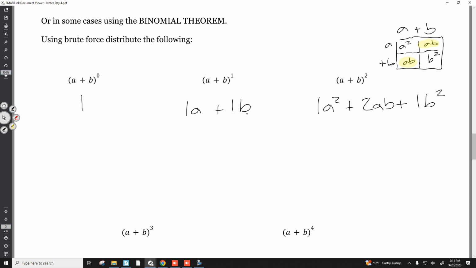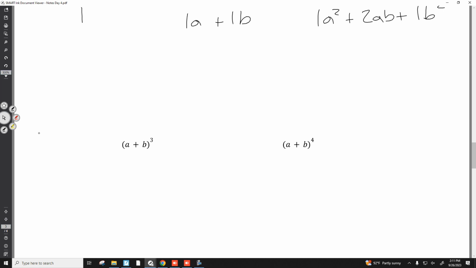Well, let's figure out what a plus b cubed is. I could write this as a plus b times a plus b squared. I already know what a plus b squared is, so I can replace it with what it's equal to, and I can distribute a plus b. Let's start that together, and then you're going to be in charge of the last one all by yourself.